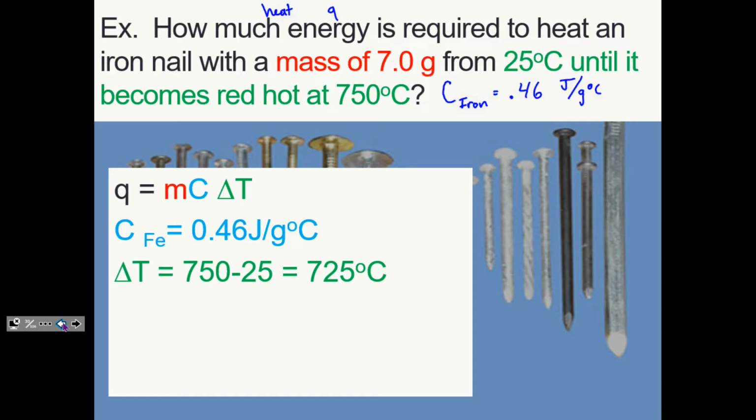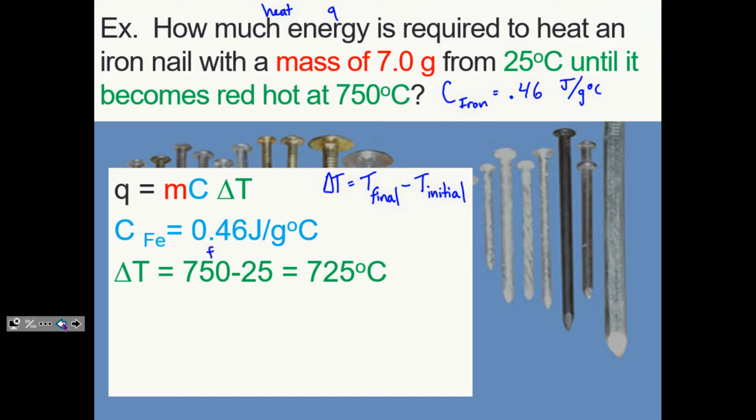Let's go ahead and look at the temperature change. When we do a delta T, you might want to write this in, we're going to do the final temperature minus the initial or the beginning temperature. And that's going to tell us whether energy was gained or released. So if we get a positive value, we're absorbing energy. If we get a negative value, we're releasing energy. So to heat up from 25 to 750, we're going to have to absorb. So this should be a positive temperature.